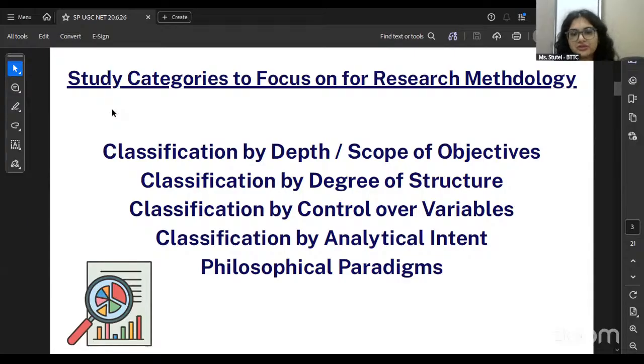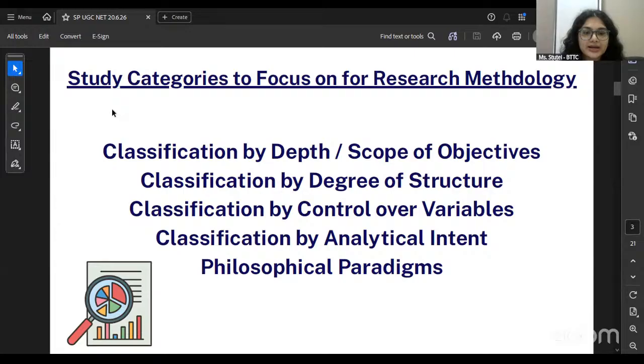First is classification by depth or scope of objectives, classification by degree of structure, classification by control over variables, classification by analytical intent, and philosophical paradigms. Now, of course, research is quite vast and very broad. But while I was studying, I narrowed it down into these different categories, and then I studied.